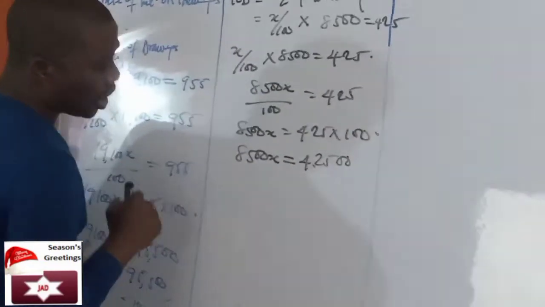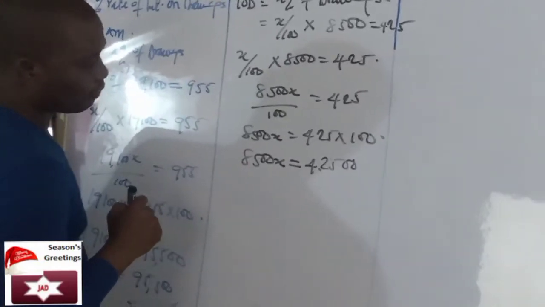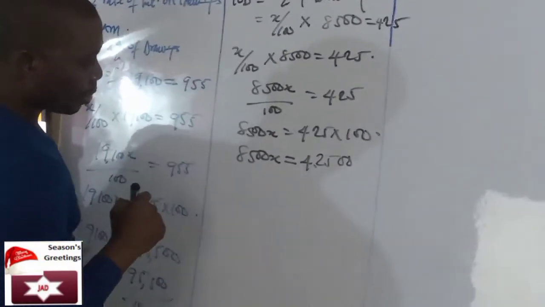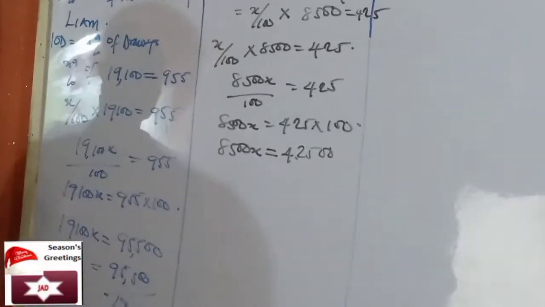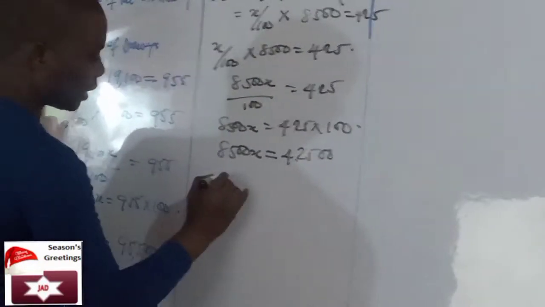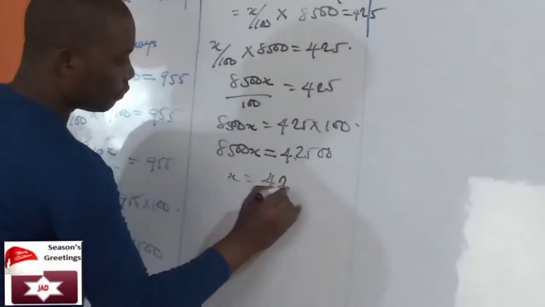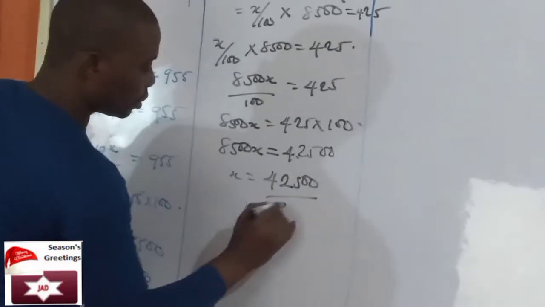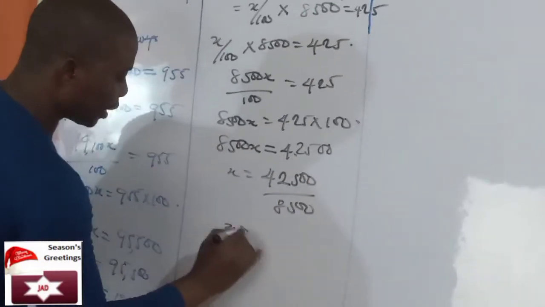42,500. So that will be 42,500 there. Okay, so what do we do? Divide both sides by 8,500. So X will be equal to what? 42,500 over 8,500. So what's your X?